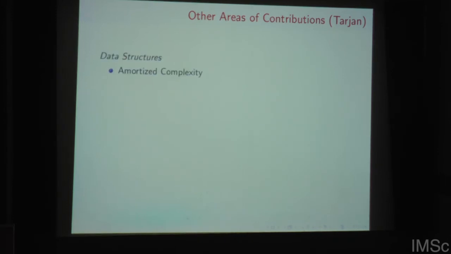So he stands out actually a lot more for his contributions in data structures. When it came to planarity algorithms, graph algorithms, worst case was the measure they chose, but he realized that when we were analyzing complexity of algorithms on data structures, amortized complexity is a better measure. I'll spend more time on amortized complexity later. Now, this actually opened up a whole lot of things in terms of designing data structures, keeping amortized complexity in mind rather than worst case.